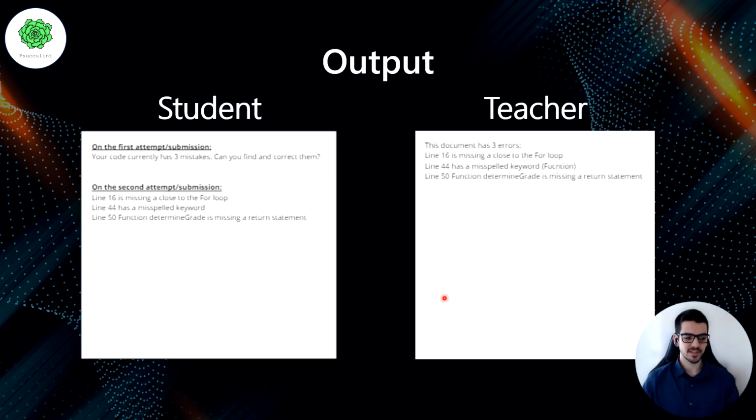All right, so on this slide was our example output that we wanted here. You can see for the student section on the first submission of their document, the program will spit out, hey, your code currently has 3 mistakes. Can you find and correct them?